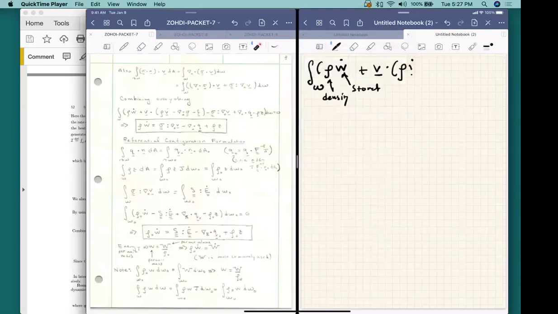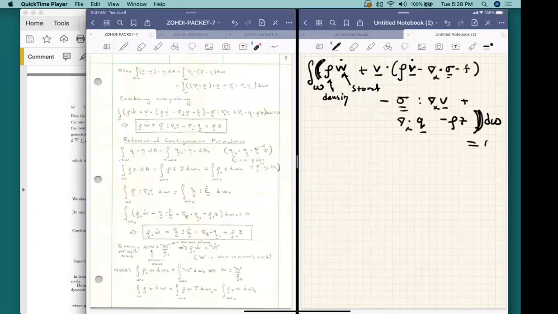minus the divergence of the stress plus the body force. So again, getting ahead of myself, minus F, all of that stuff, close parenthesis, minus sigma dotted with the gradient of the velocity plus the divergence of Q minus rho times Z, close the parenthesis. So let me put the parenthesis over here, d omega equals 0.